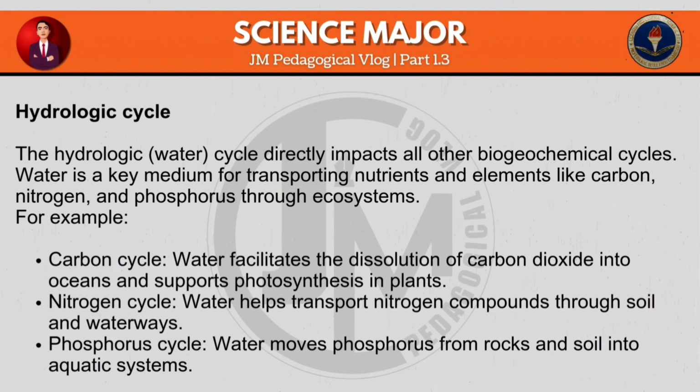The hydrologic cycle directly impacts all other biogeochemical cycles. Water is a key medium for transporting nutrients and elements like carbon, nitrogen, and phosphorus through ecosystems. For example, in the carbon cycle, water facilitates the dissolution of carbon dioxide into oceans and supports photosynthesis in plants. In the nitrogen cycle, water helps transport nitrogen compounds through soil and waterways. In the phosphorus cycle, water moves phosphorus from rocks and soil into aquatic systems.